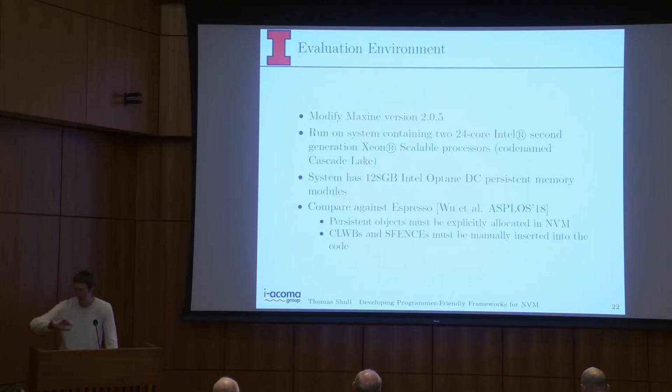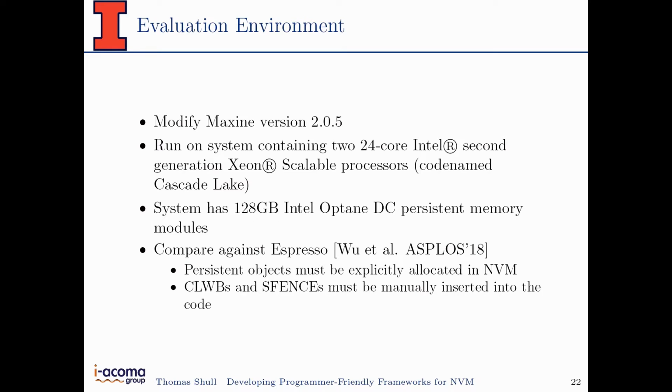I guess I'm running a little slow, so I might speed through this. But as I said before, we implemented this on Maxine. We were given early access to a Cascade Lake machine that had opt-in DC memory. And what we did is we compared against Espresso.